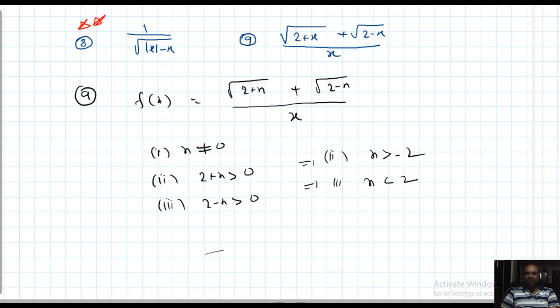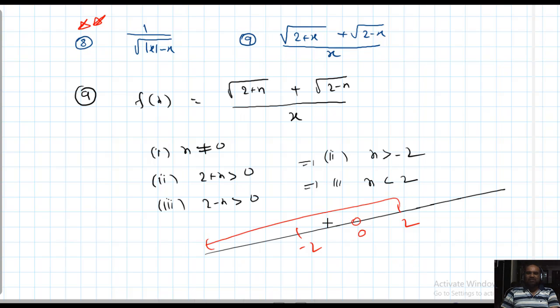Now, combined, I want to find it on the number line. From minus 2 to somewhere 0, this 0 should not be taken. What second? x less than 2. So all these values except 0. Therefore, the domain equals minus 2 to 2, with 0 not included.